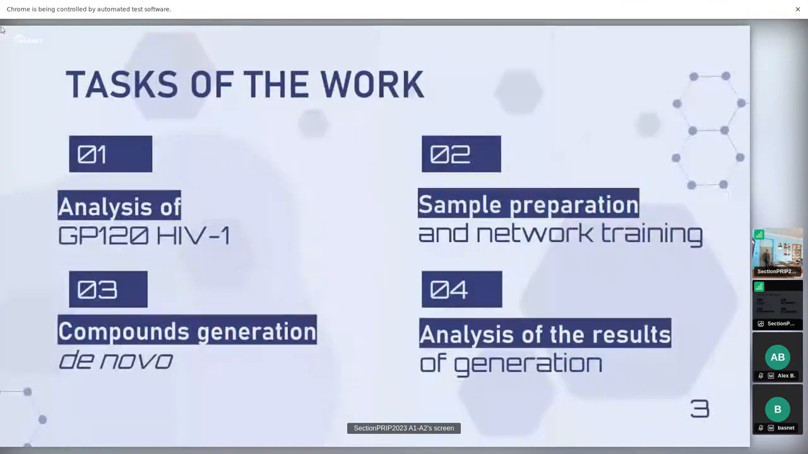The task of this work is analysis of the protein GP120 of HIV, making a sample of compounds that can be used to train a neural network. After training, we can generate new compounds with neural methods, and of course, we can analyze the results of generation with computer-aided approaches.